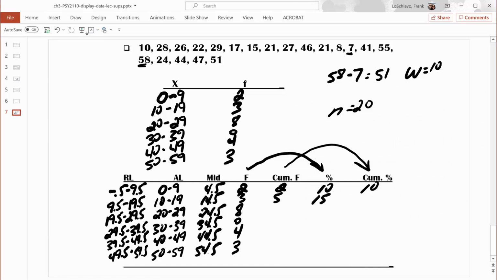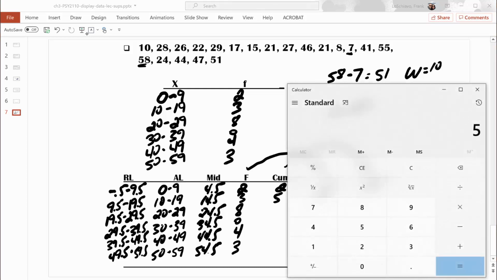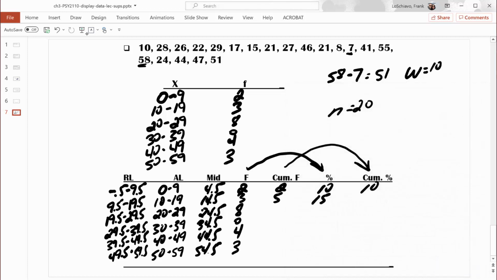Let's talk about that cumulative percentage. Now we're trying to figure out what percentage of the people scored 19 or less. Remember, that's always based on that cumulative frequency. 5 people scored 19 or less out of 20. 5 divided by 20 equals 25%. So we can enter in 25% right here.